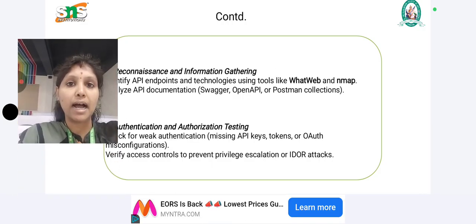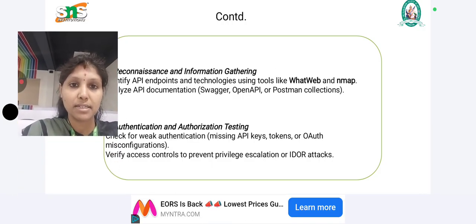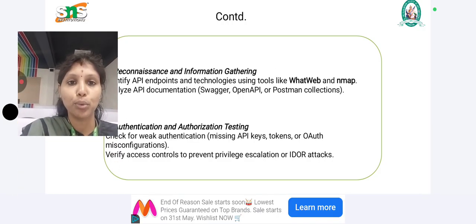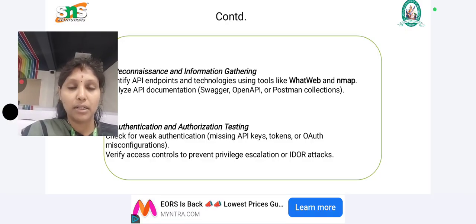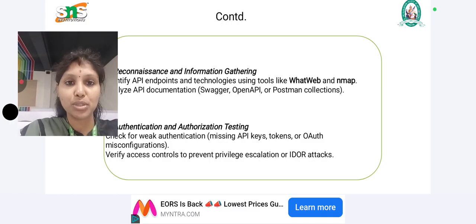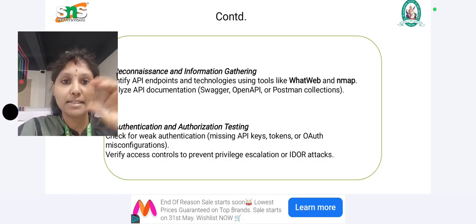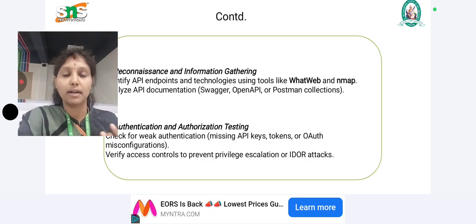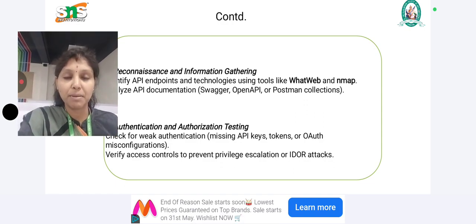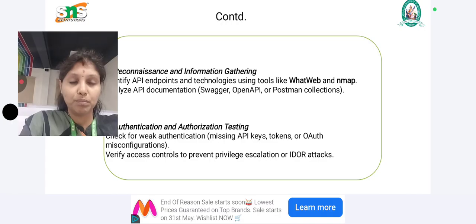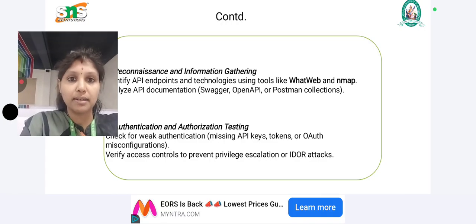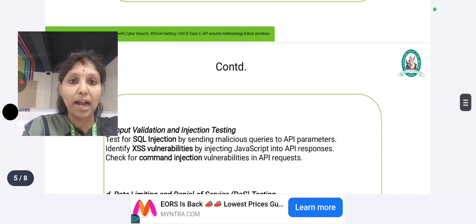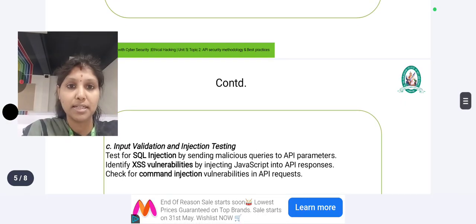Now let us see authentication and authorization testing. In that we are going to check for weak authentication, missing API keys and tokens, and misconfigurations. We are going to verify the access controls in order to prevent privilege escalation and cyber attacks. We are going to analyze this, and the next thing is input validation as well as injection testing.